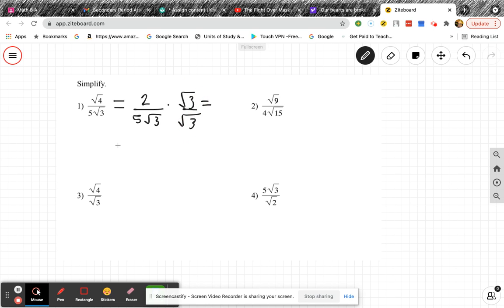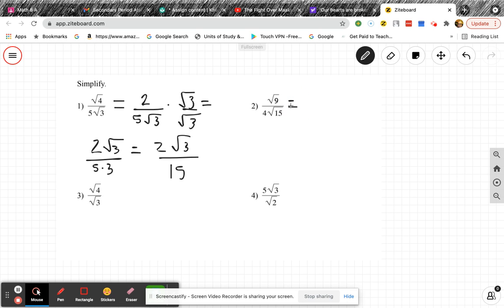When we multiply this, you cannot multiply 2 times the square root of 3. It just comes together like that. 2 times the square root of 3. Then you do square root of 3 times the square root of 3, which is the square root of 9. And the square root of 9 is 3. And we want to multiply that by our 5. That is outside. So our answer is 2 times the square root of 3 over 15. And you are finished. There's nothing else you can do.